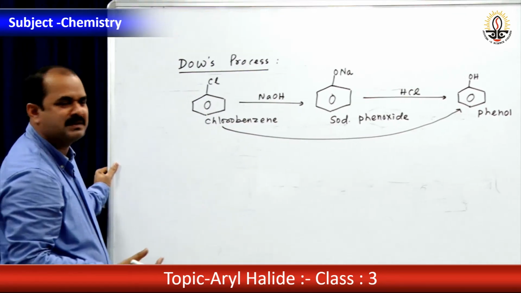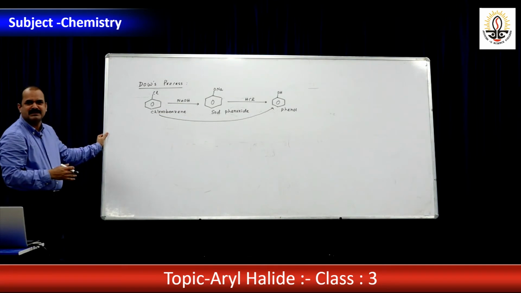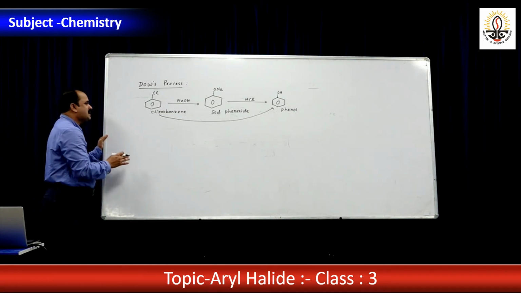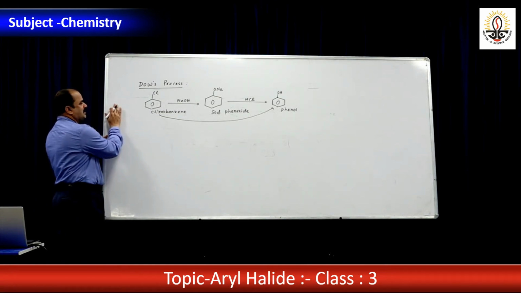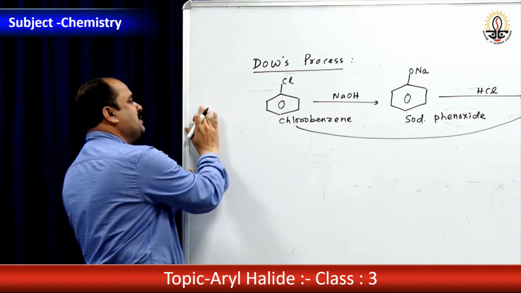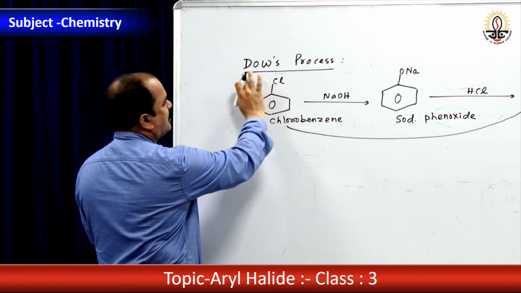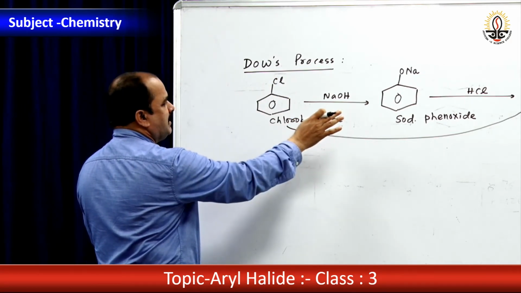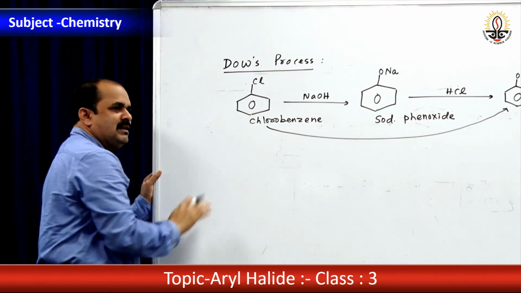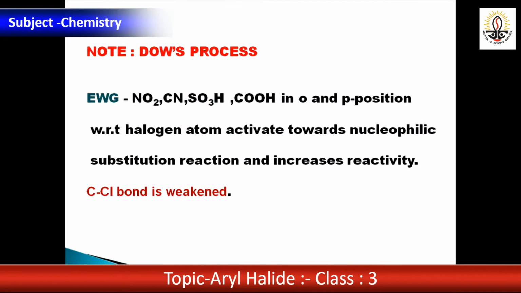But in the exam, a question may come: convert benzene to phenol. If the question is convert benzene to phenol, the process of conversion is: first, benzene undergoes chlorination, gives chlorobenzene, and chlorobenzene undergoes Dow's process to give phenol. This is a substitution reaction. Some conditions of substitution reactions are there. Note for Dow's process, some conditions are there.